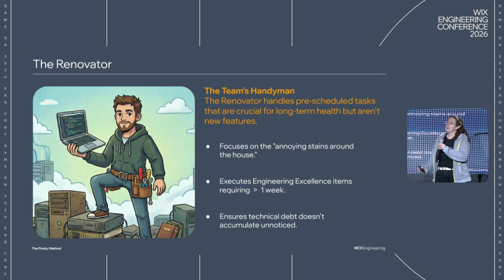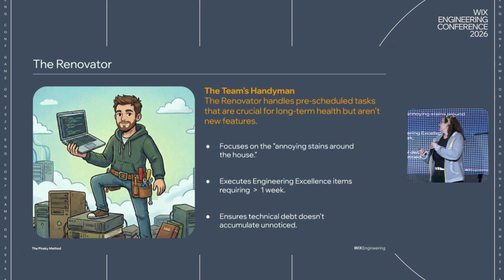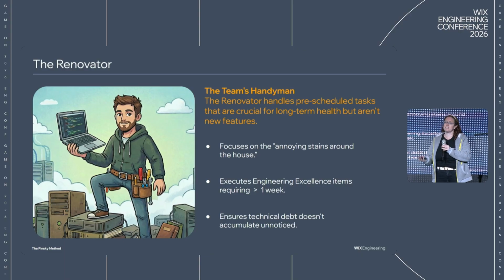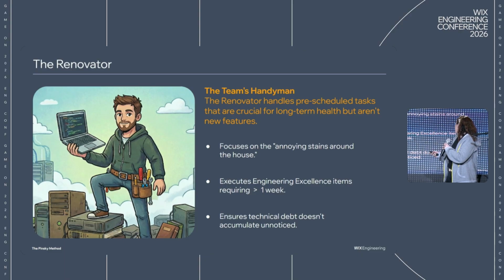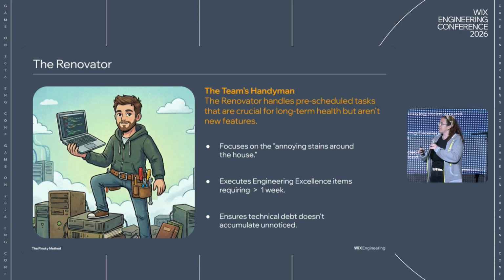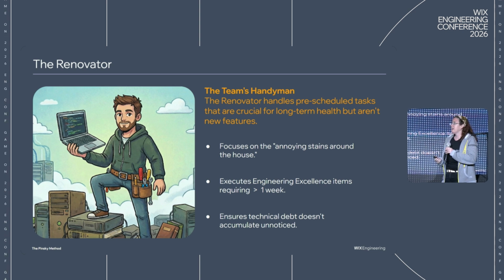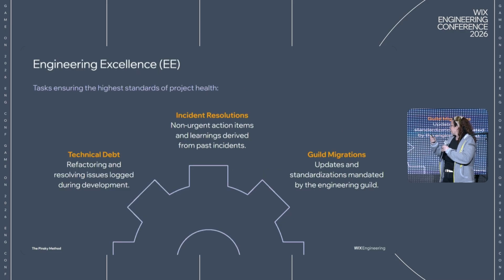The second role is the renovator. So the renovator, he fixes all those small things we see around the house and we never get to fix. So if we're thinking about it in code, it's all kind of tasks that we want to do, and we call them engineering excellence tasks. So it's not tasks that are creating new features, but it's tasks that are fixing our day-to-day system, and we'll see a few examples. And usually it's tasks that are longer than a week. So if it's really small tasks, we usually do them as we go along.